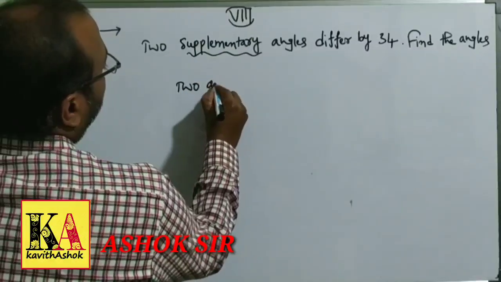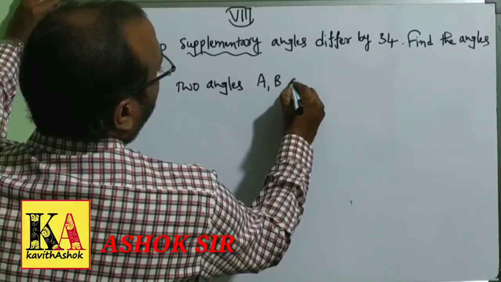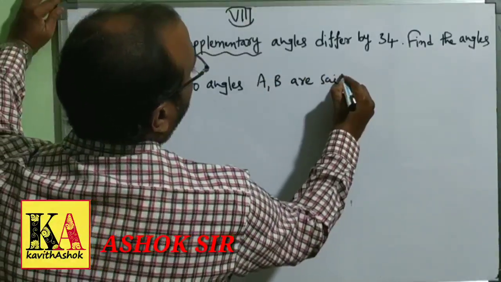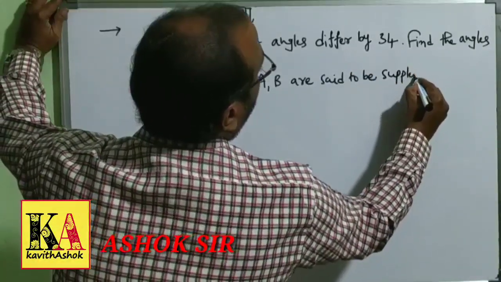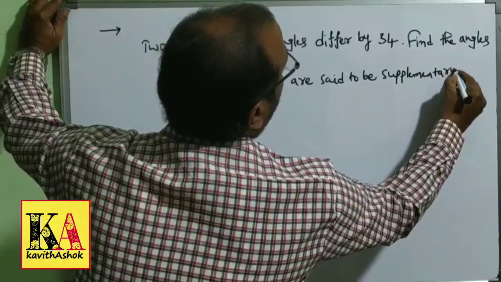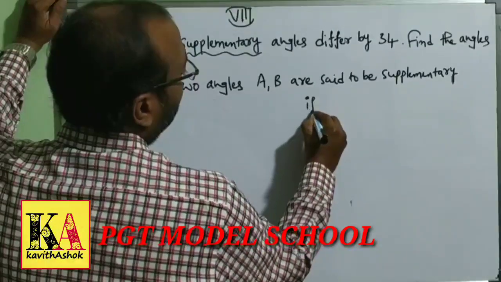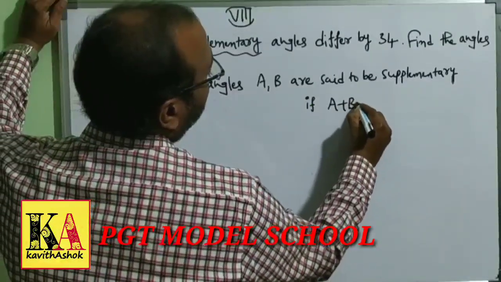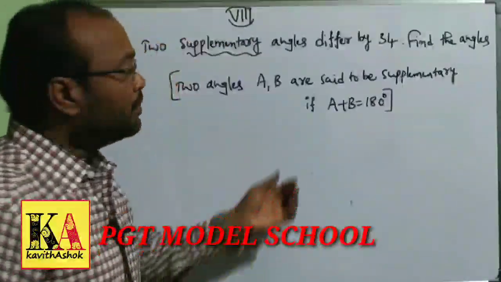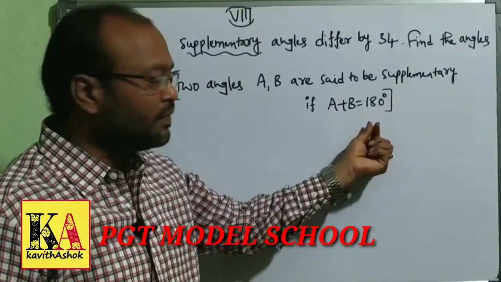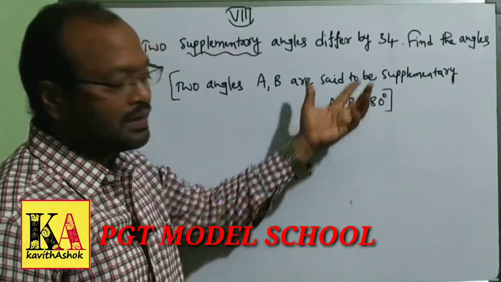Two angles A, B are said to be supplementary if A plus B is equal to 180 degrees. If the sum of these two angles is equal to 180 degrees, we can say that one is the supplementary angle of the other. Okay. If we know this one, easily we can solve the problem.